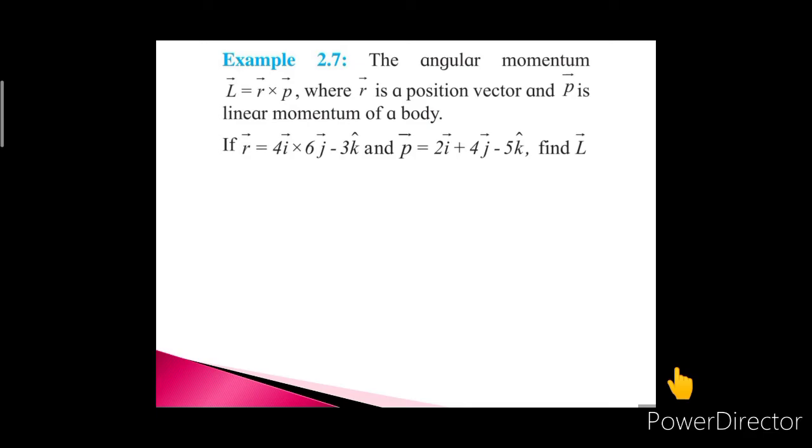The angular momentum vector L is given as vector r cross vector p, where vector r is the position vector and vector p is linear momentum of a body. If vector r is 4 i cap plus 6 j cap minus 3 k cap and vector p is 2 i cap plus 4 j cap minus 5 k cap, find vector L.